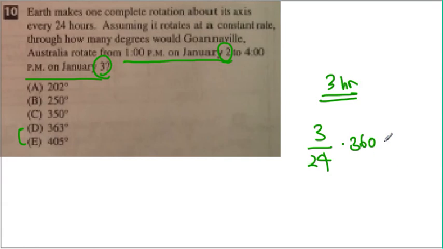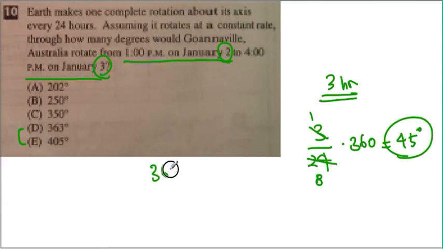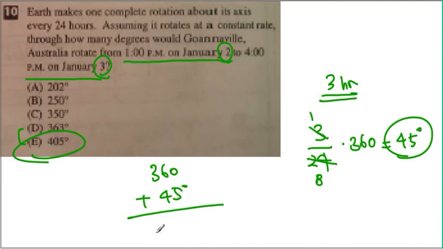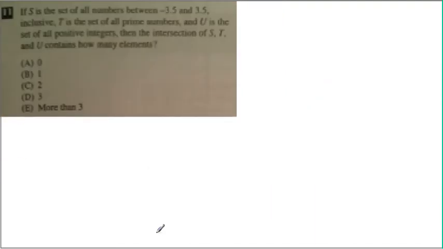Once you calculate this, this becomes 1, this becomes 8, so 1/8 of 360, which is equal to 45 degrees. In other words, we are looking for one complete revolution, which is 360 plus 45 degrees, in order for us to get our final answer, which is 405, choice E. Number 11.